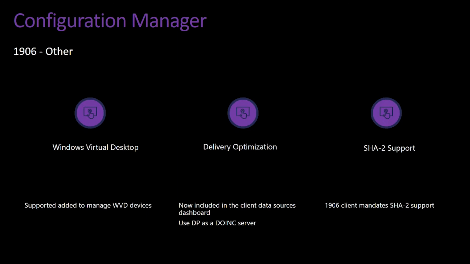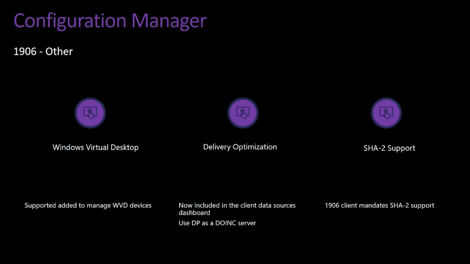Some changes for delivery optimization. So DO is now included within the client data sources dashboard. This dashboard gives an overview of the various content sources which your clients are using. This release also introduces support for the enabling of the delivery optimization in network caching server role on a distribution point. This is with the aim of conserving bandwidth for DO operations.